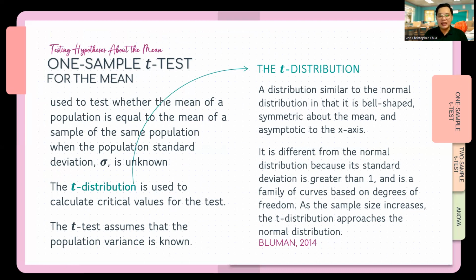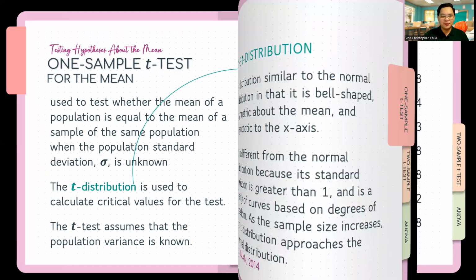On the other hand, some of the characteristics of the normal distribution are not the same for the t-distribution, and these are the following. The standard deviation is greater than 1. Although it is also a family of curves, the family of curves is based on degrees of freedom. And as the sample size increases, the t-distribution approaches the normal distribution.